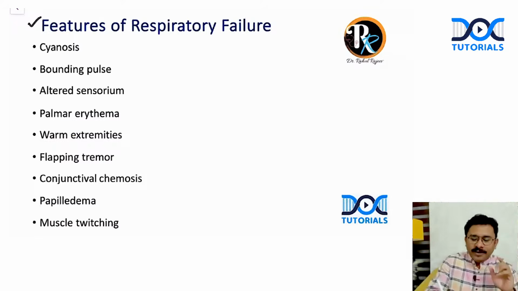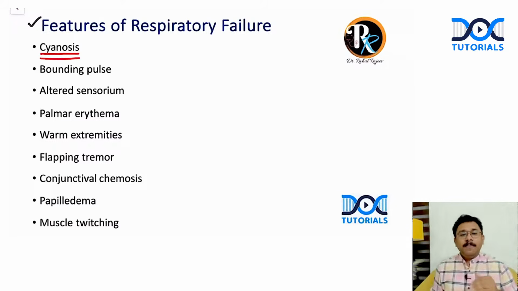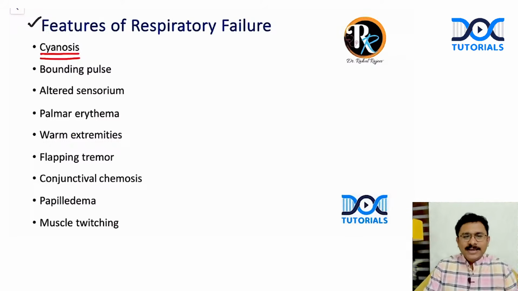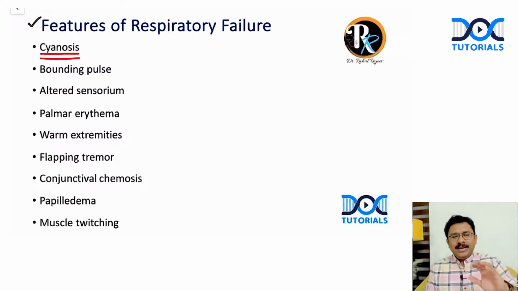What are the important features? The most important, cyanosis, very important. Then bounding pulse. Bounding pulse is a feature of respiratory failure. But does that mean that the only condition with bounding pulse is respiratory failure? No. Okay, so altered sensorium, palmar erythema, warm extremities, flapping tremor, conjunctival chemosis, papilledema, and some sort of muscle twitching. These are the features of respiratory failure.